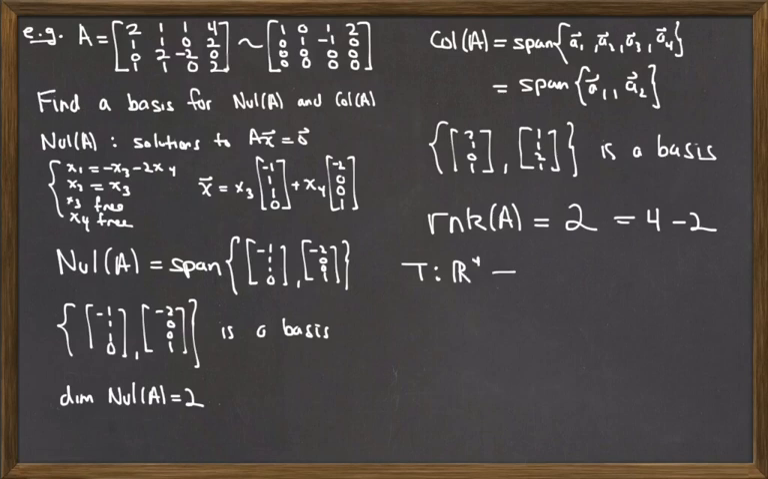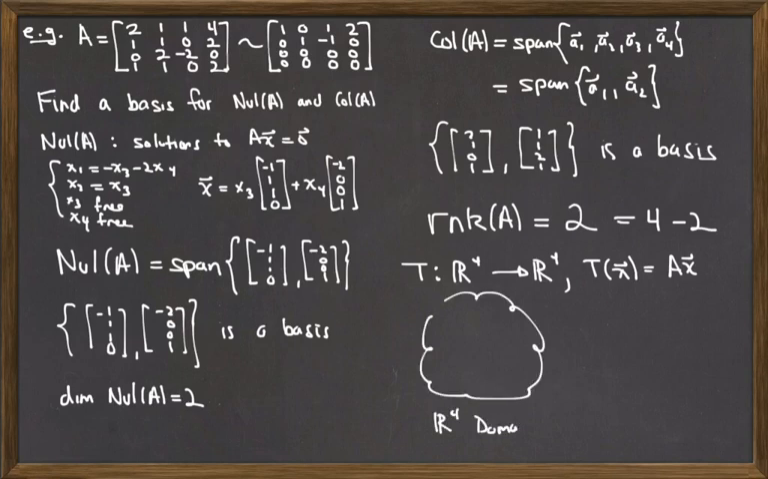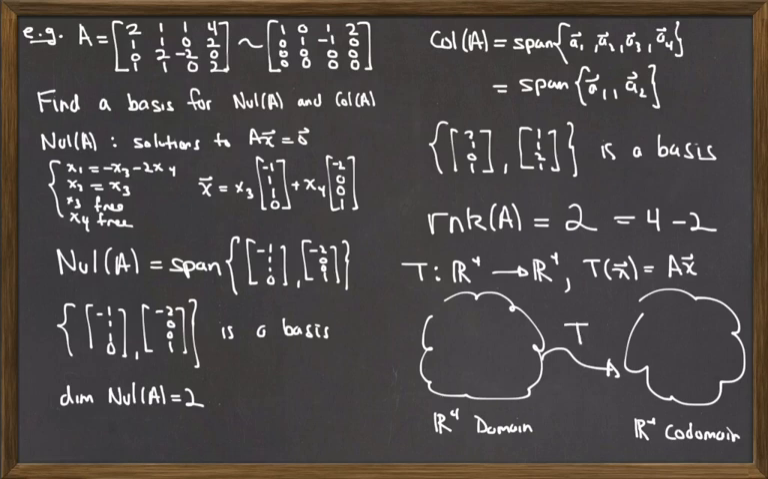Finally, we could take a geometric approach here, and we could think about the corresponding linear transformation from R4 to R4. I'm calling that T. T of x is given by matrix multiplication, so T of x is A times x. I can't really draw R4, but I think I can get a reasonable looking picture here to understand what's happening. This transformation T is transforming the domain R4 into the codomain, which is also R4.